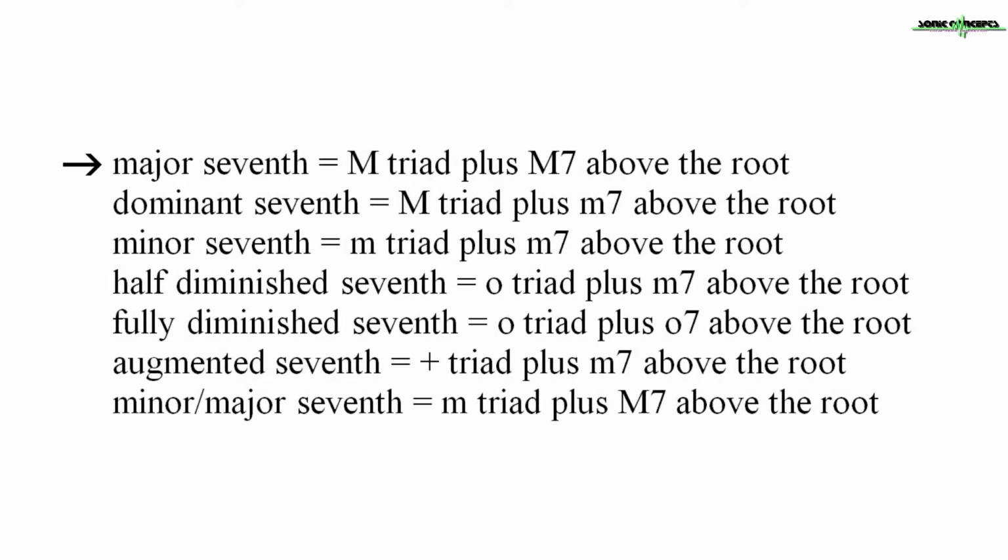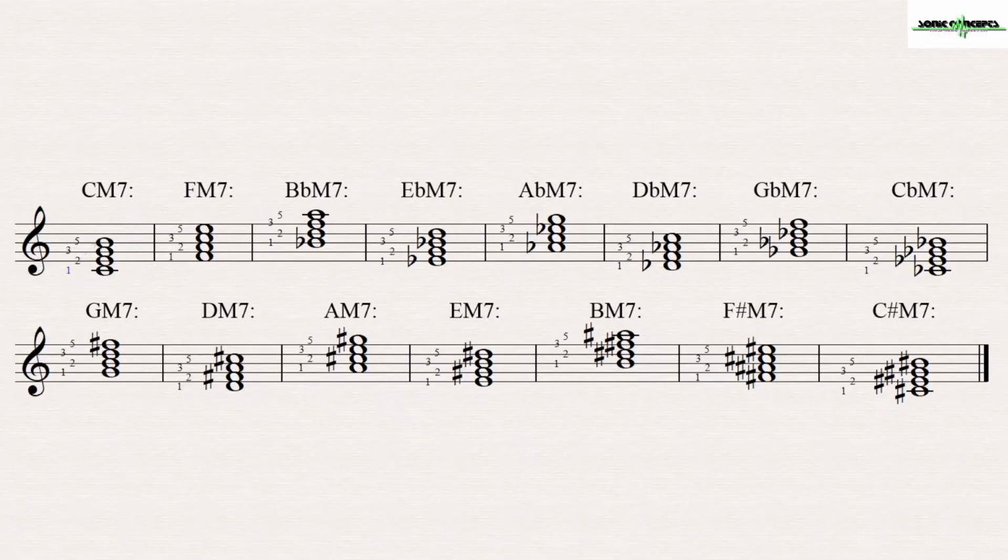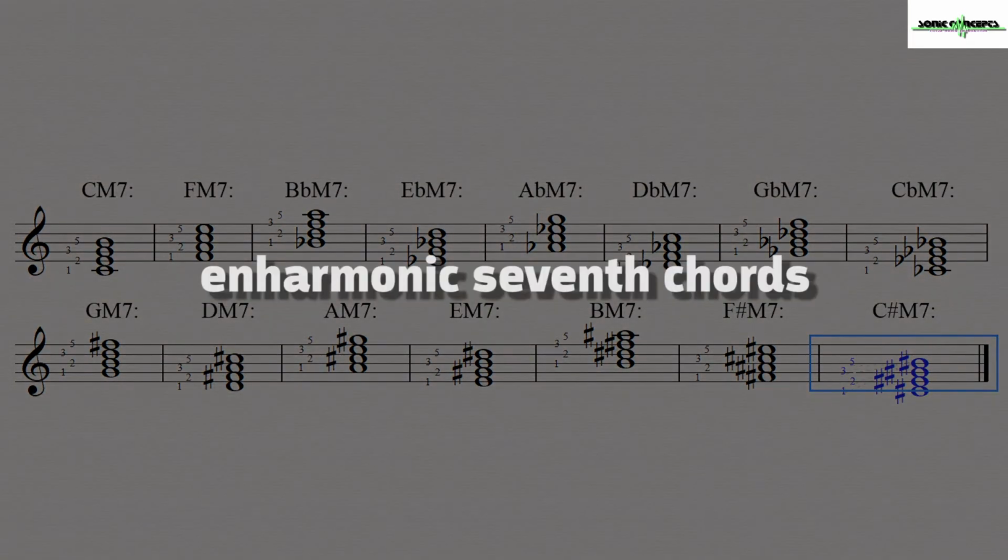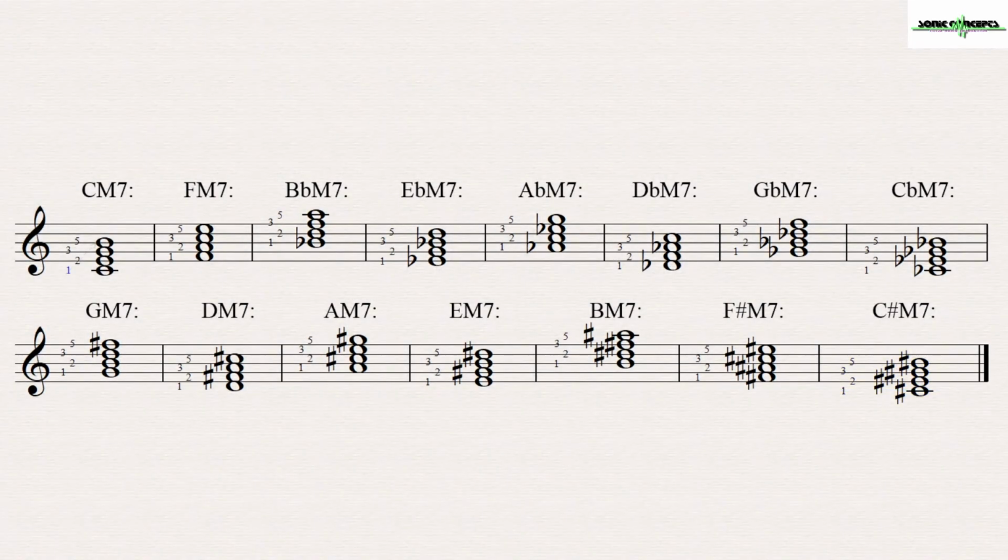Here are all the major, dominant, minor, half diminished, fully diminished, augmented, and minor major 7th chords. The correct right-hand fingerings are listed to the left of each chord. Notice that some of the chords, such as D flat major 7th and C sharp major 7th, are enharmonic 7th chords. Thoroughly memorize all these 7th chords before moving on.